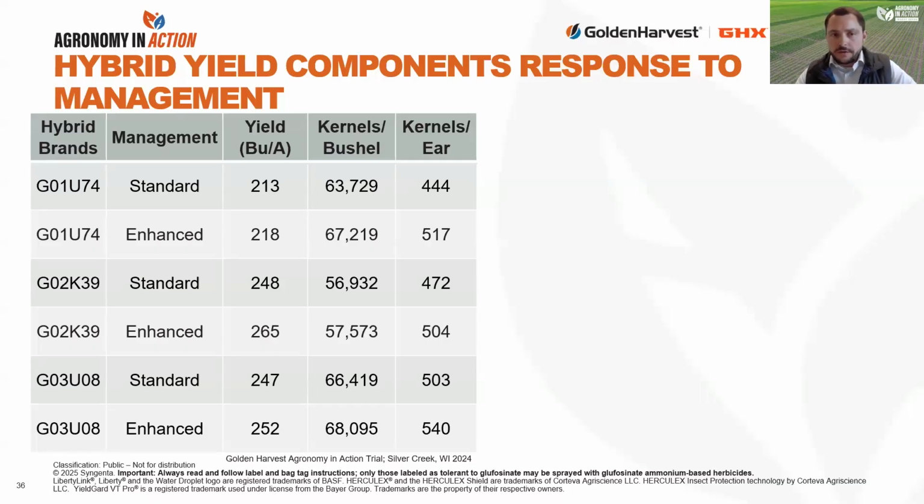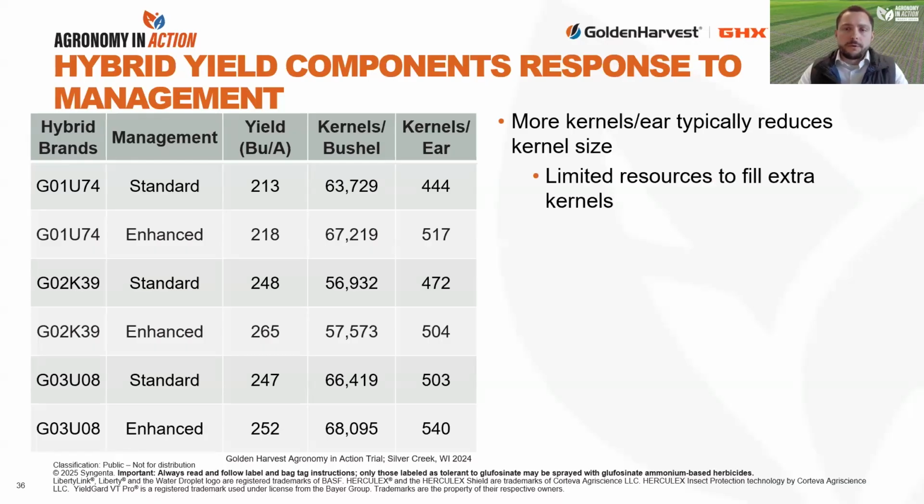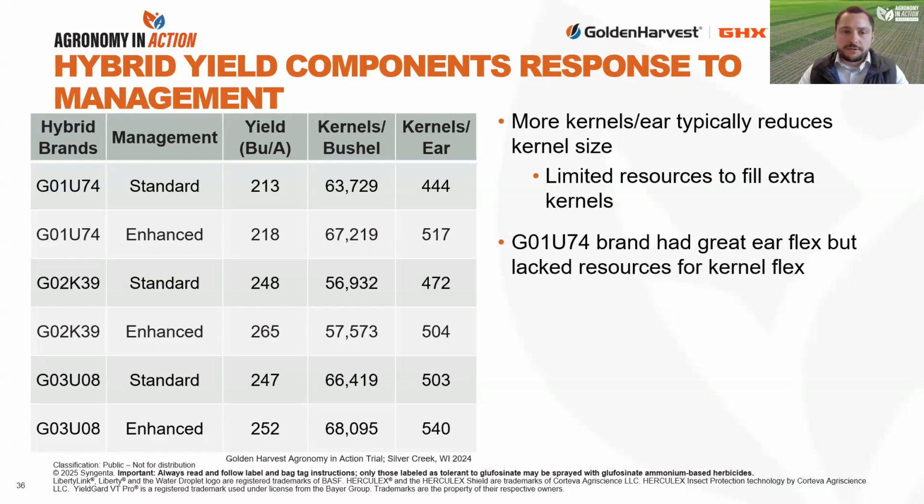And it's interesting to look at how the different hybrids create yield, because there's a trade-off between the kernels per bushel and kernels per ear as well. Typically, the more kernels on the ear reduces kernel size. I think we can all understand that, and that's simply because we have limited resources to fill the extra kernels. But if we break down each of these three hybrids, we felt that with the O1U74, we actually had really good ear flex, but we didn't always have the resources, at least in this scenario, to get the kernel flex.